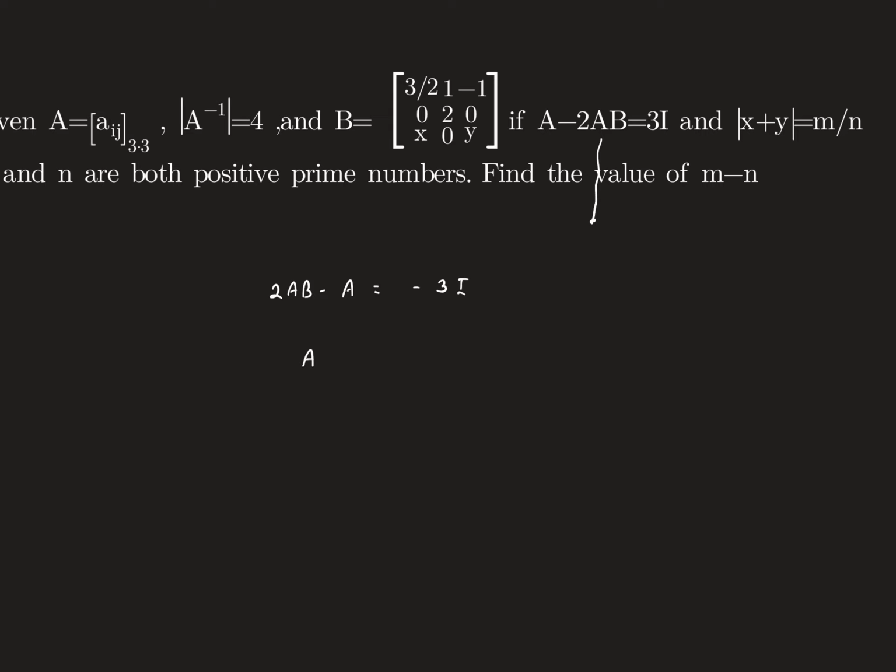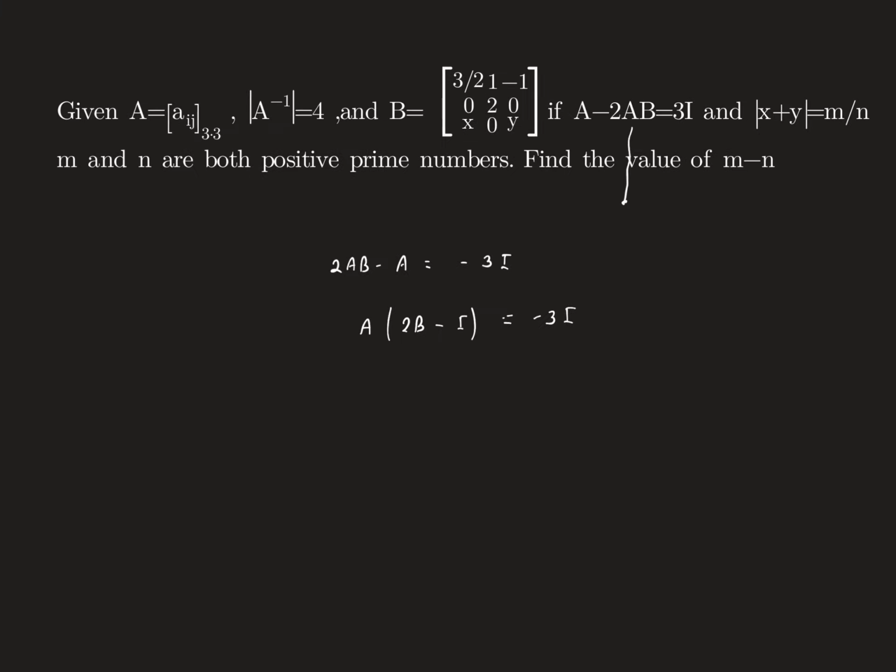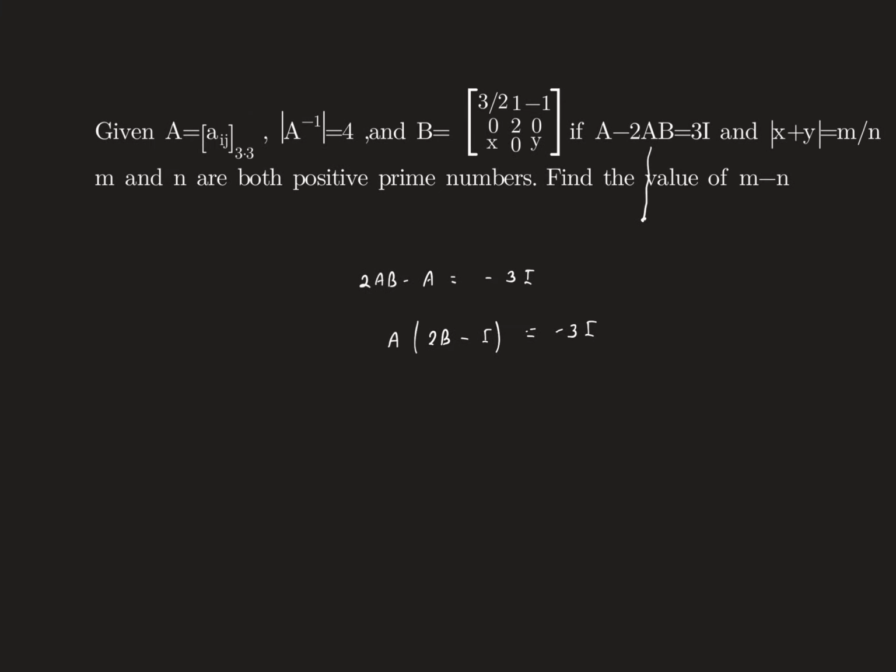So the next thing is, since I think you all see here that matrix A is a common factor, I'm just going to write it as A times matrix 2B minus matrix I, since A times I is A, equals -3 times matrix I. And the next thing we're going to do is take determinants. So the determinant of matrix A times matrix 2B minus I is equal to the determinant of matrix A times the determinant of matrix 2B minus I, and the determinant of matrix -3 times matrix I.